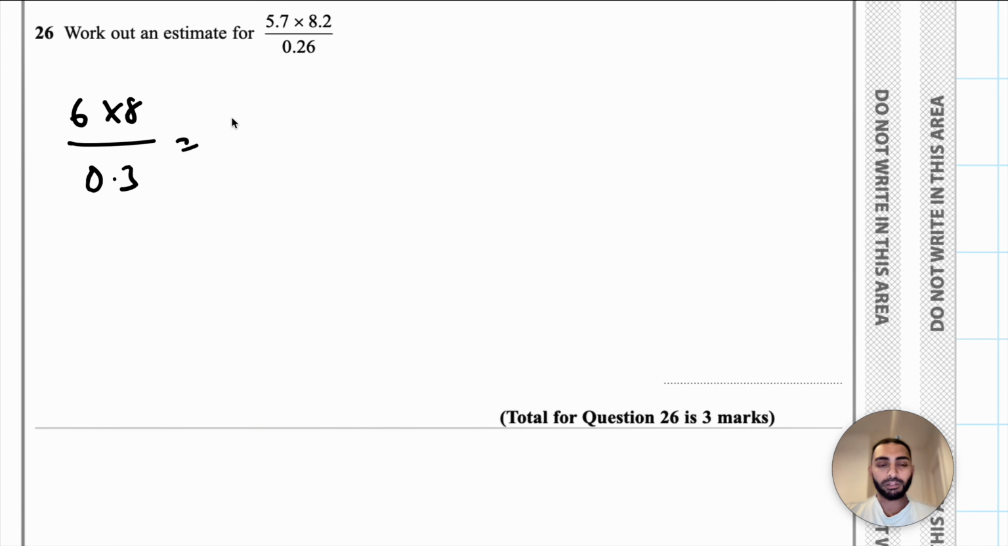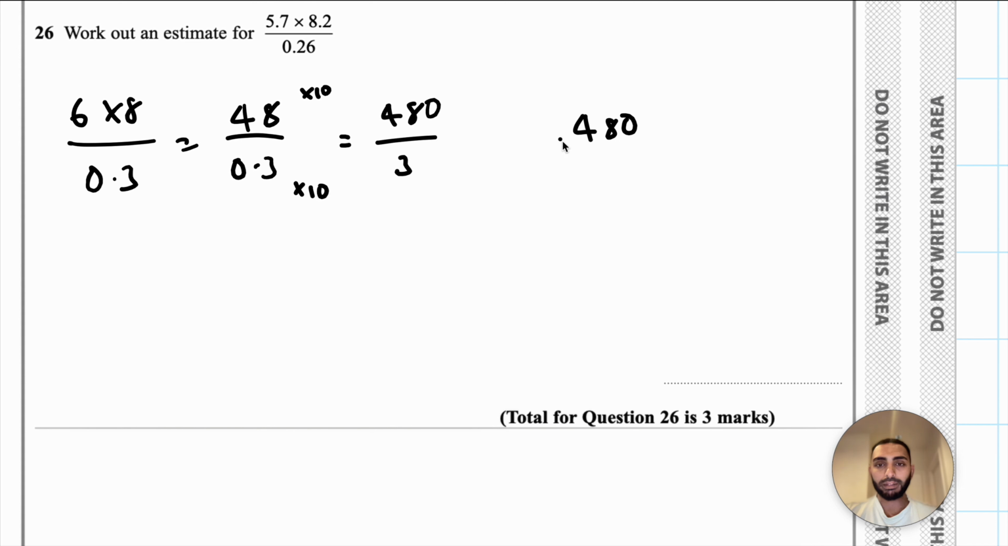And 6 times 8 is 48, divided by 0.3. It's a little bit tricky to divide by decimals, so I'm going to try and remove this decimal on the denominator. I can make an equivalent fraction by multiplying the bottom by 10 and the top by 10. That will get rid of this decimal on the bottom. 48 times 10 is 480, and 0.3 times 10 is 3. I need to do 480 divided by 3. 3 goes into 4 once with a remainder of 1. 3 goes into 18 6 times, so it's going to be 160.